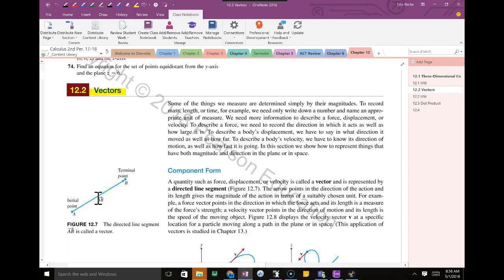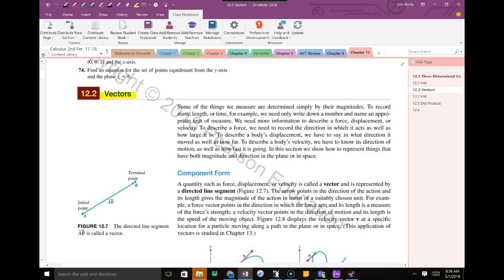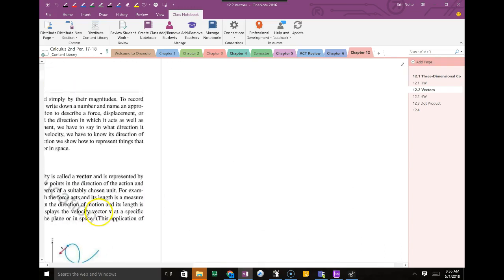All right, so today we're going to talk about vectors. Okay, so does anybody know what a vector is? Yeah, the guy on Despicable Me. Magnitude and direction. Magnitude and direction, that's exactly right.